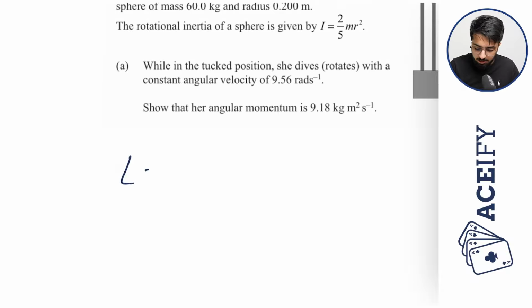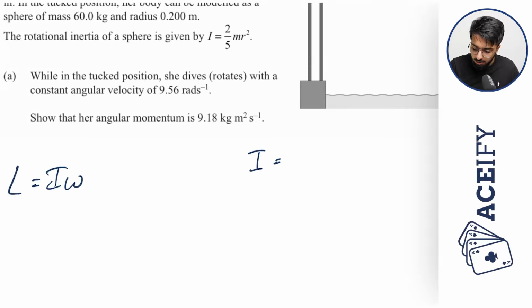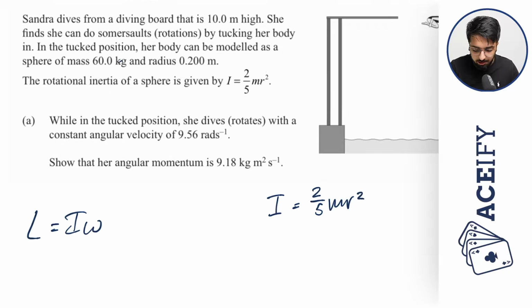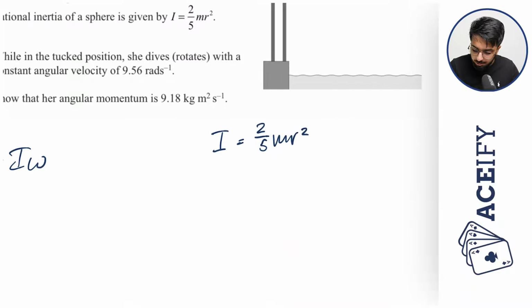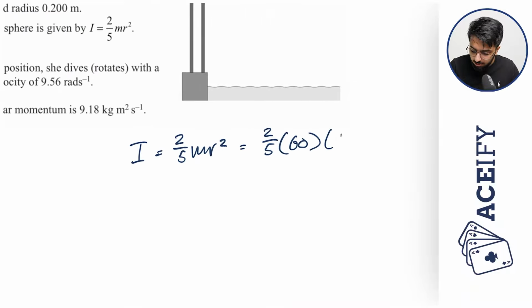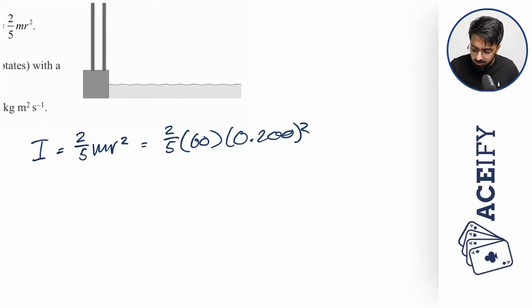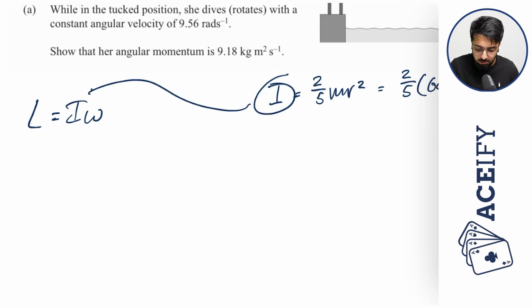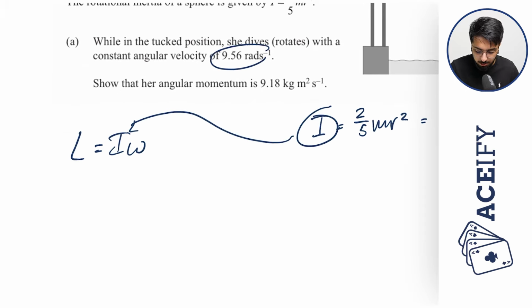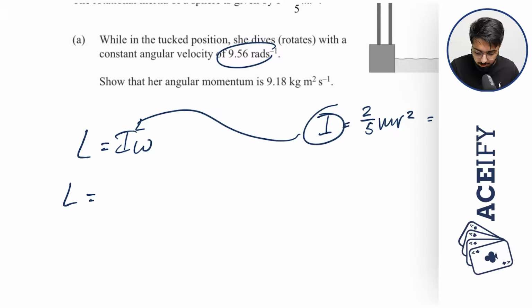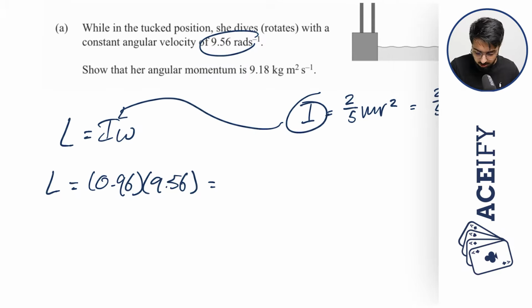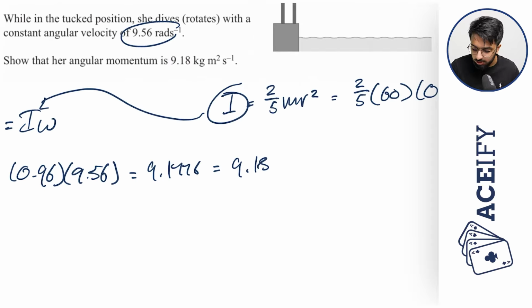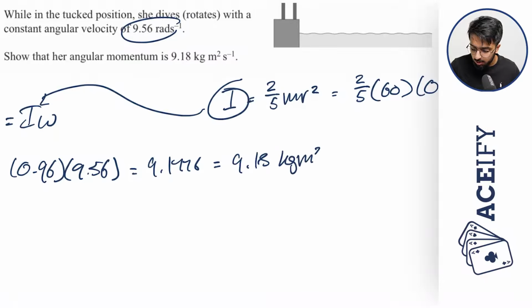We know that our angular momentum is equal to I omega. I is given as 2 over 5 mr squared. We are given her mass and we are given her radius, and so we can simply plug in those numbers. 2 over 5 times 60 times 0.200 squared. And this gives a rotational inertia of 0.96 kg meters squared. And so therefore we can simply plug this value into here. We are also given her angular velocity, so it's just a simple case of plugging in our numbers. And this gives an angular momentum of 9.1776, which is equal to 9.18 rounded to 2 dp, and that is kg meters squared per second.